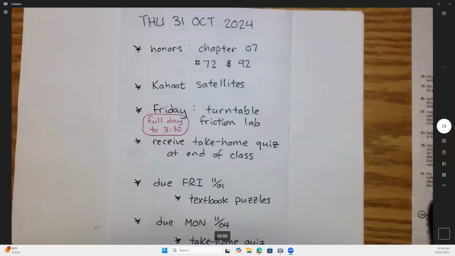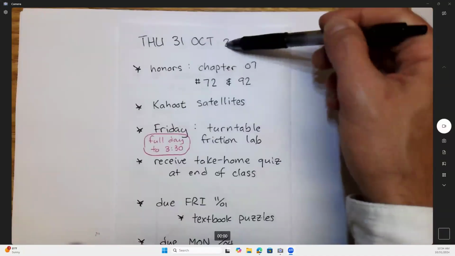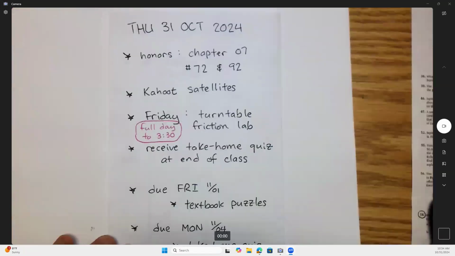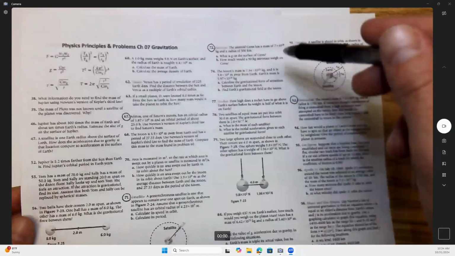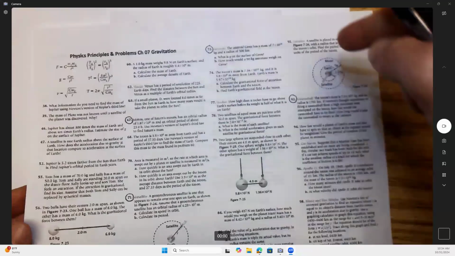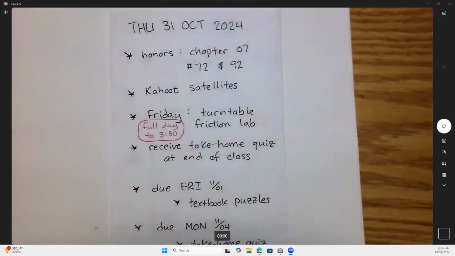Recording is rolling. It is Thursday, October 31st. Got two more puzzles to go on this page. So chapter 7, we did a bunch of these yesterday. We got a question about asteroids and a question about a cannonball on the moon. We're going to knock those out.